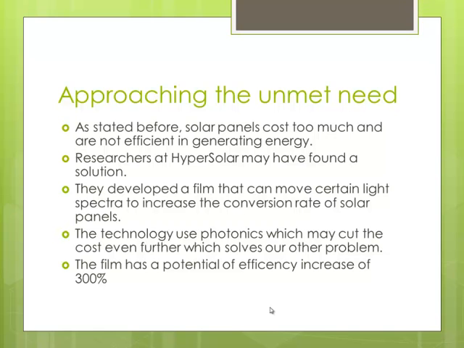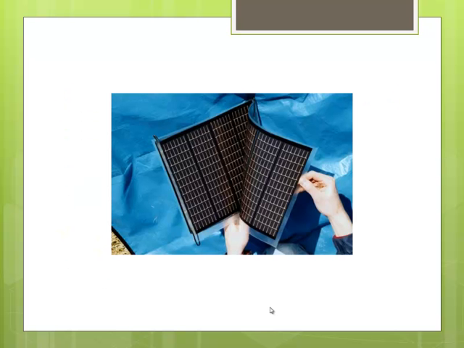Approaching the unmet need. As stated before, solar panels cost too much and are not efficient in generating energy. Researchers at Hypersolar may have found a solution. They developed a film that can move certain light spectra to increase the conversion rate of solar panels. The technology uses photonics, which may cut the cost even further, which solves our other problem. The film has a potential efficiency increase of 300%. This is an example of the film.